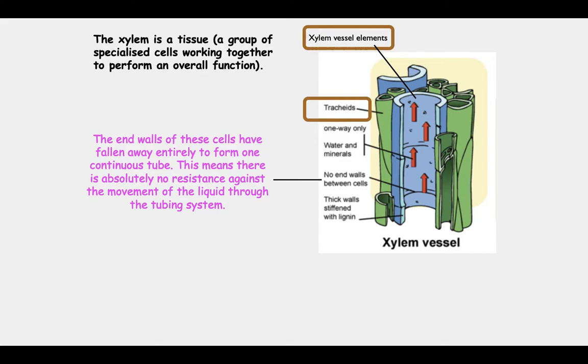Between the cells in the xylem vessel, they have no end walls, and this is because the end walls of these cells have completely fallen away to form one continuous tube. This means there's no resistance at all to movement of liquid through the tubing system.